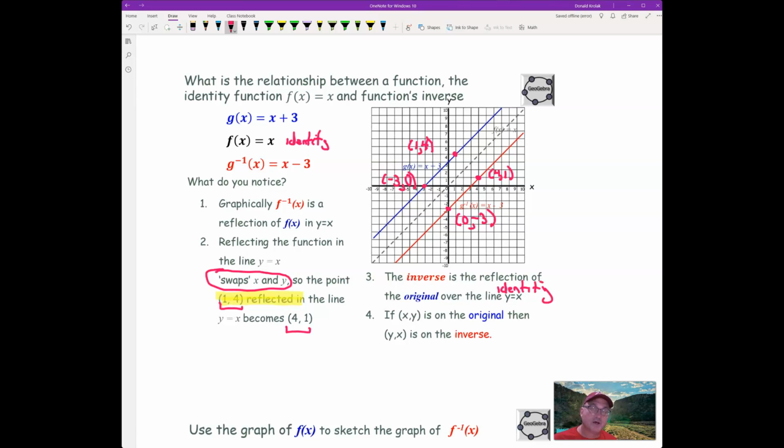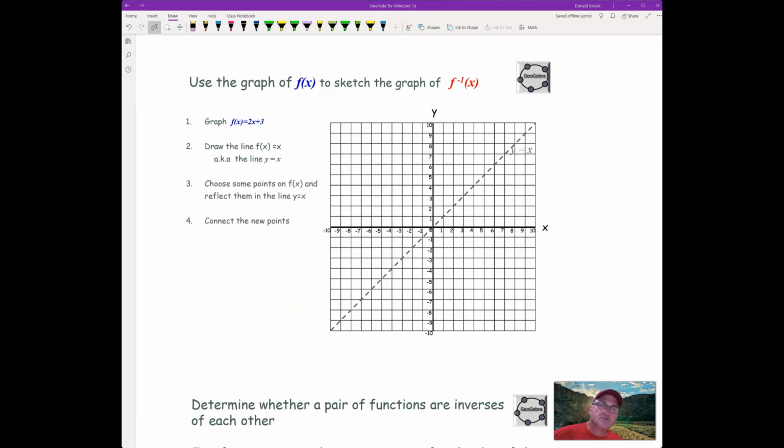If (x, y) is on the original, then (y, x) is on the inverse. All right, so we're going to graph by hand a function and its inverse, and then I'll show you a really easy way to do it on Desmos.